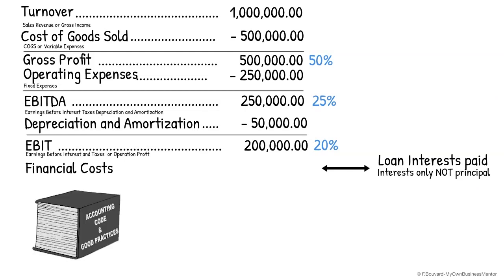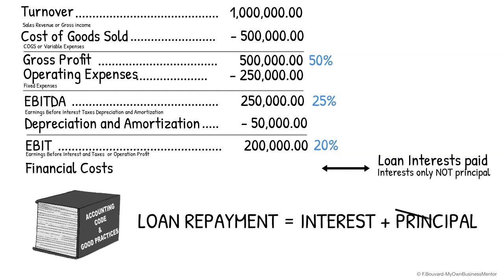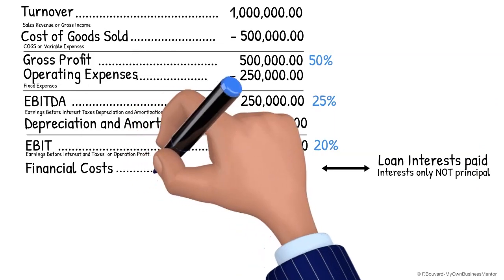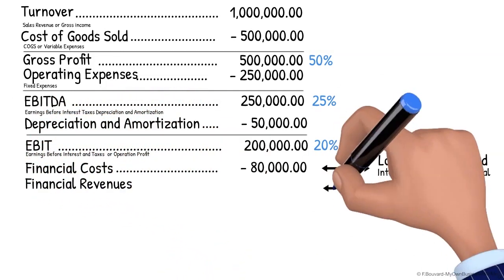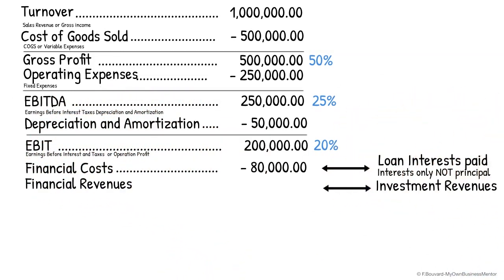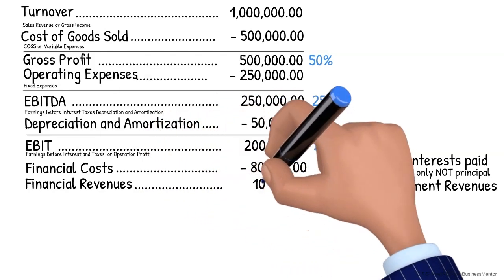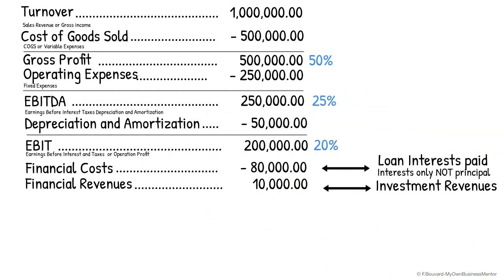Indeed, according to accounting standards, the principal, though a real cash expense, doesn't hit the P&L as an expense. Meanwhile, non-cash expenses, like depreciation and amortization, do make the list. It's one of those accounting idiosyncrasies that just need to be accepted. Okay, let's consider a total of $80,000 as this year's financial costs. Next are the financial revenues, which relate to interests earned from investments. Let's say the company made $10,000 as financial revenues.